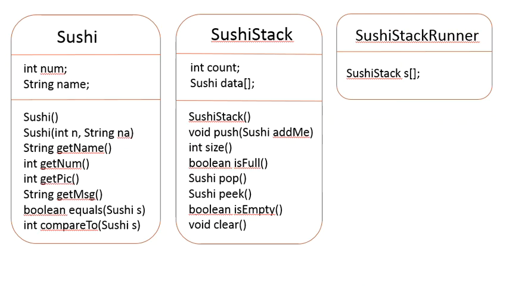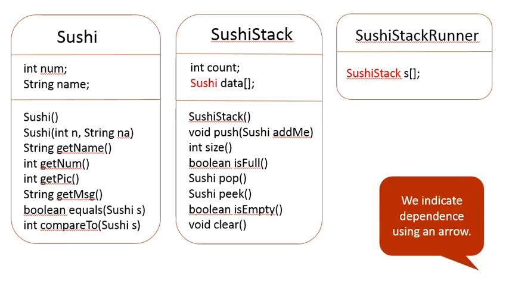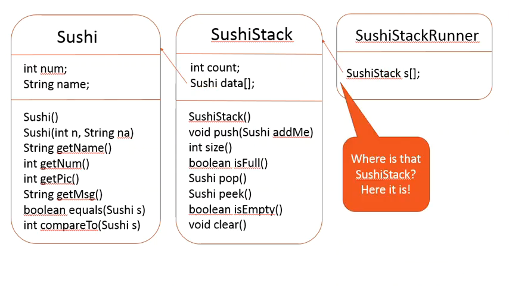We needed the sushi stack runner to call the sushi stack, and the sushi stack called the sushi. And we can see all of the methods and all of the things together in this diagram that allow us to understand what the code's going to do. Another thing that's handy is that we need to know which classes call others. You can see here that sushi stack runner is calling sushi stack, and sushi stack is calling sushi. And so we indicate the dependence between the classes using an arrow.